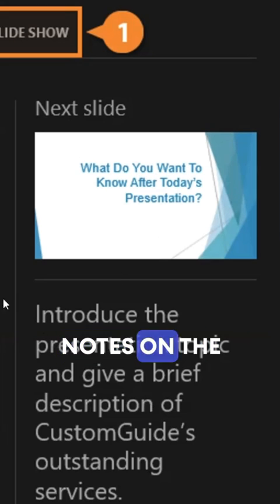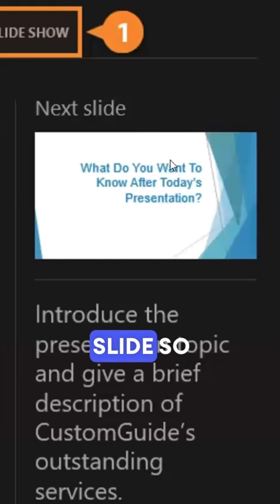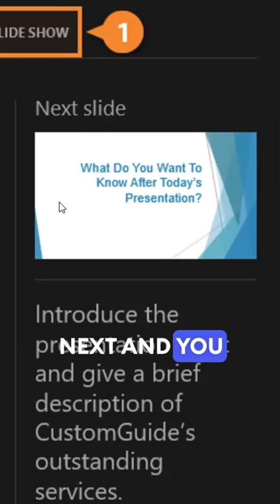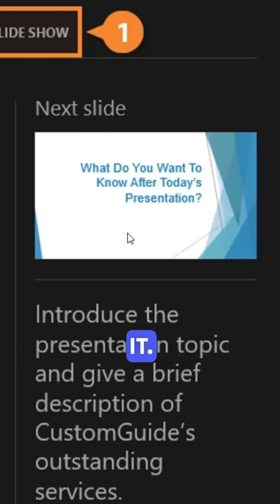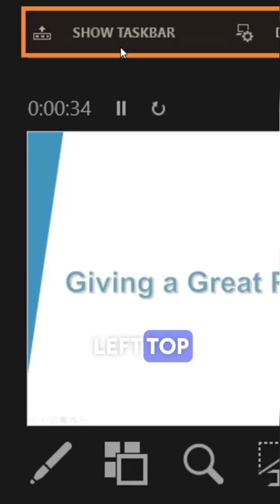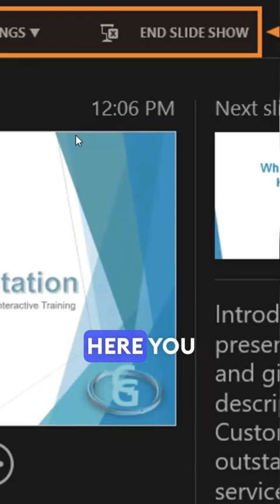Above the notes, on the top right corner, you will have the preview of the next slide so that you know what is coming up next and you can align your talk with it. Along with that, on the top left corner, you will have the time that you have taken for this particular slide. Here you have the current time of the day so that you can get to know how much time you have for your presentation.